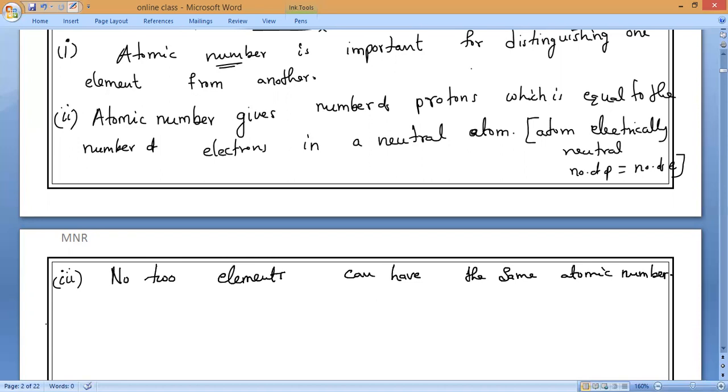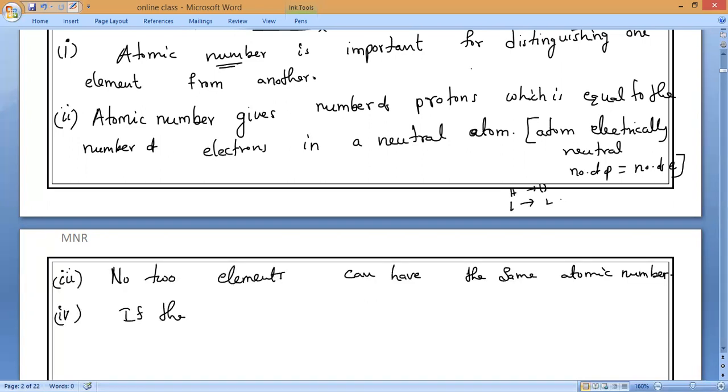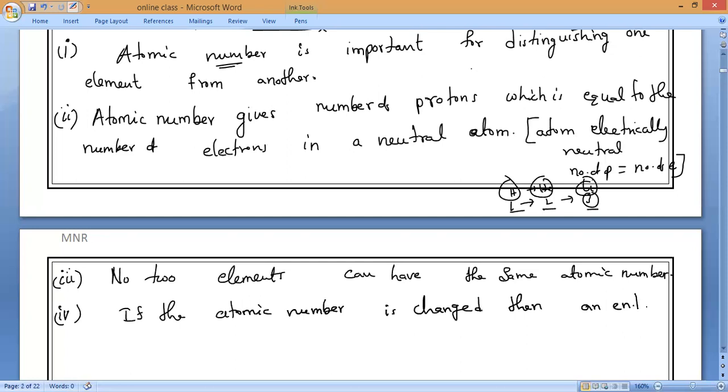Now, if the atomic number changes, will the entire atom change or not? If the atomic number becomes 1 to 2, hydrogen becomes helium. If 2 becomes 3, helium becomes lithium. So if the atomic number changes, is the element changing or not? Entirely. Yes, sir. So if the atomic number is changed, then an entirely new element is formed.